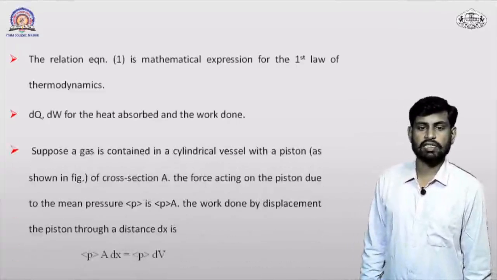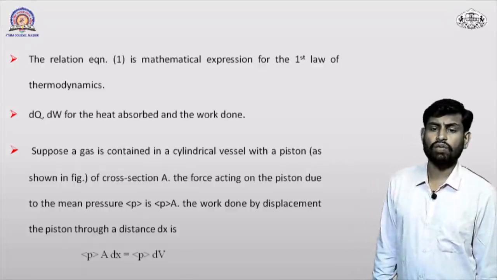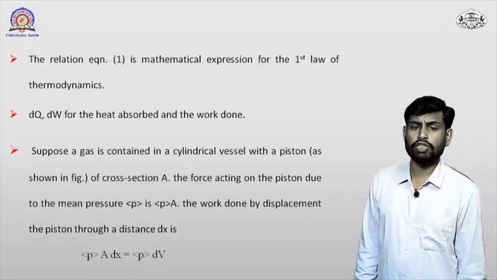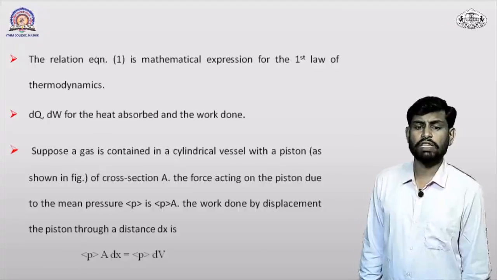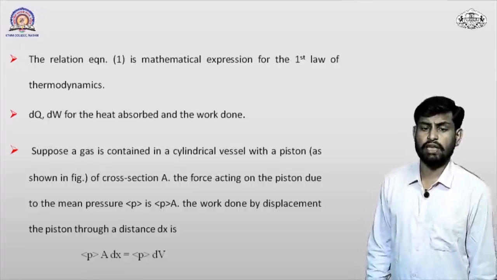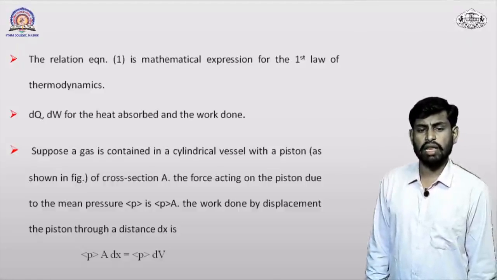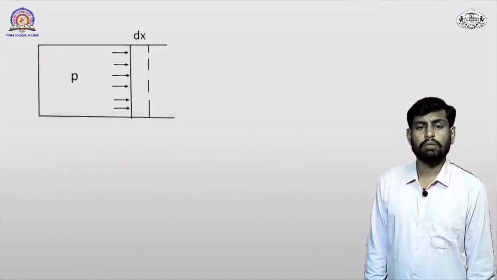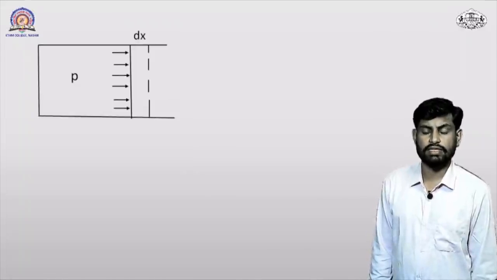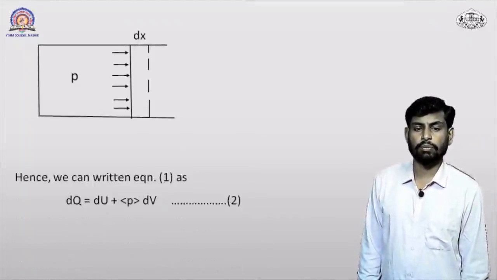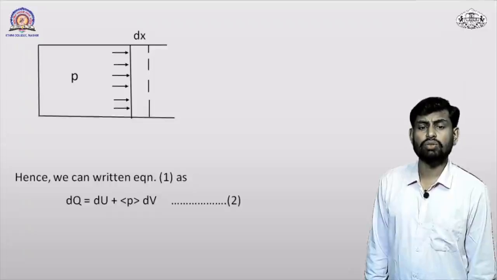Suppose a gas is contained in a cylindrical vessel with a piston, as shown in the figure, of cross section A. The force acting on the piston due to the mean pressure P is PA. The work done by displacing the piston through a distance dx is PA dx, which is equal to P dV. This figure shows the cross section of the piston and vessel. Hence, we can write equation first as dQ = dU + P dV.